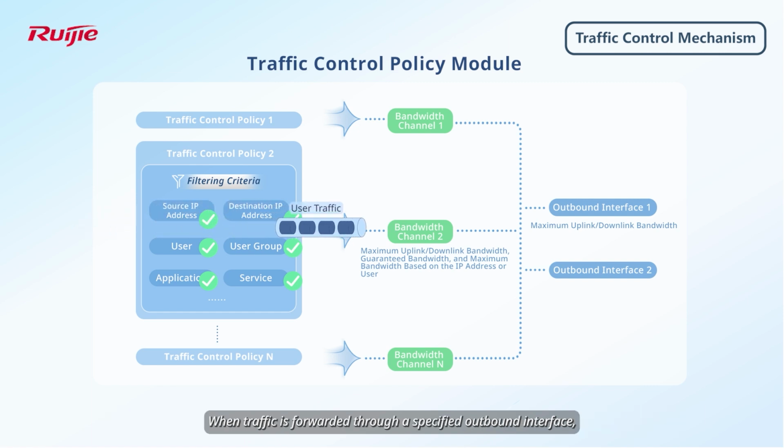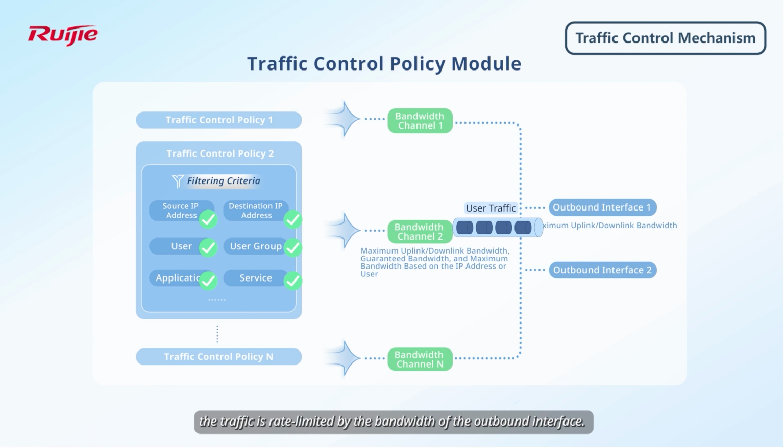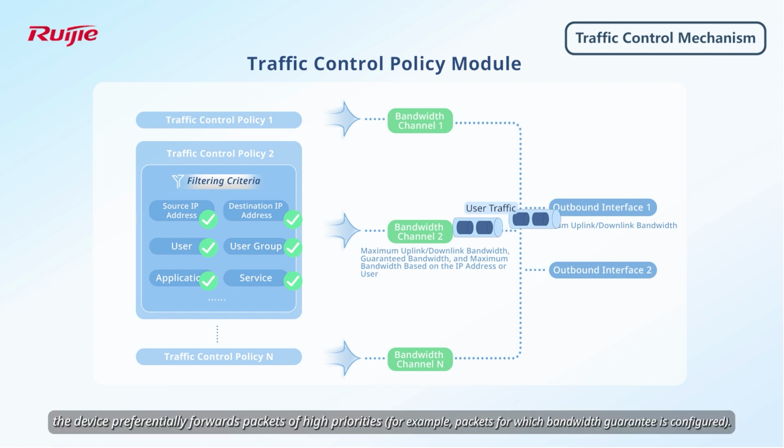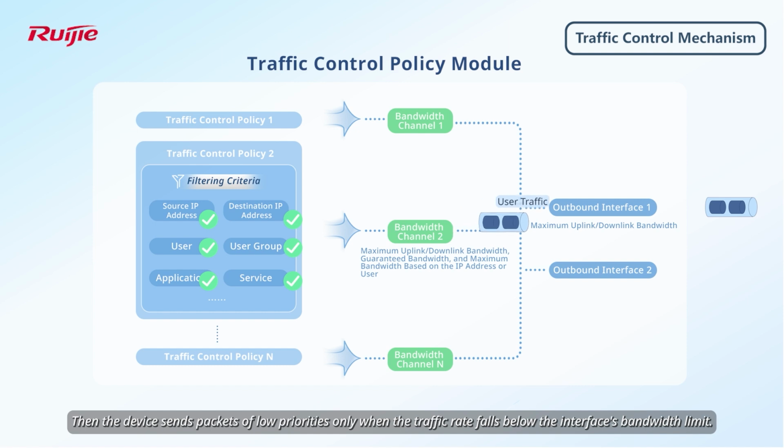When traffic is forwarded through a specified outbound interface, the traffic is rate limited by the bandwidth of the outbound interface. If the traffic rate is higher than the interface bandwidth, the device preferentially forwards packets of high priorities. Then the device sends packets of low priorities only when the traffic rate falls below the interface's bandwidth limit.